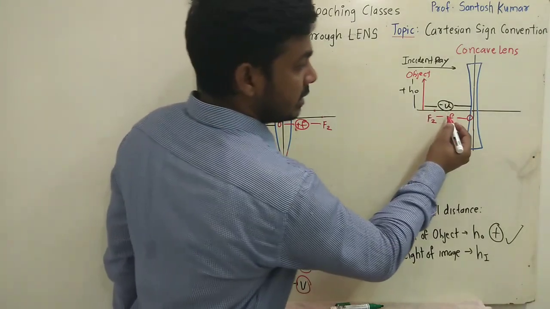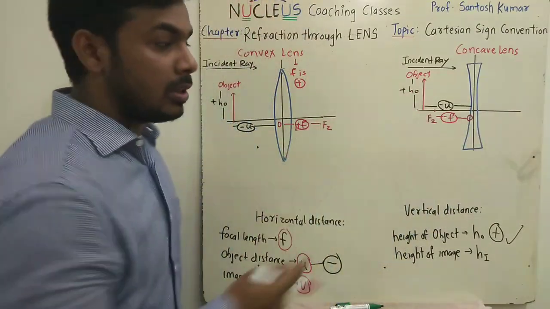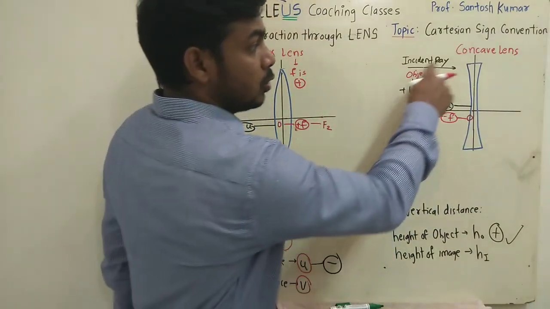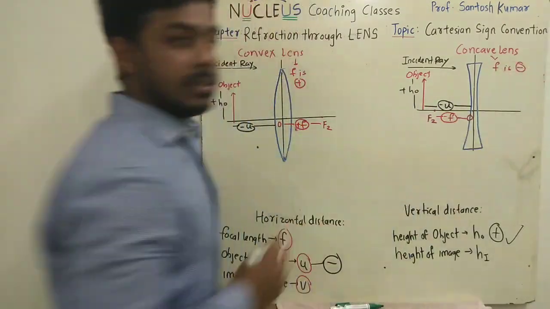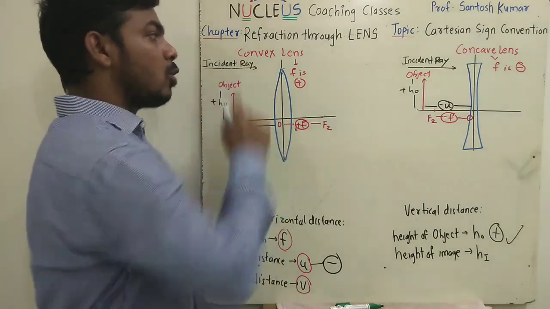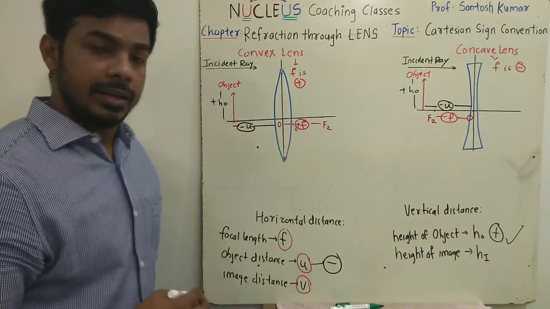If I talk about this distance, since it lies to the left hand side of the origin, it is taken as negative. So for concave lens, remember, focal length is taken as negative. Very important point, for convex lens focal length is positive, for concave lens focal length is negative.